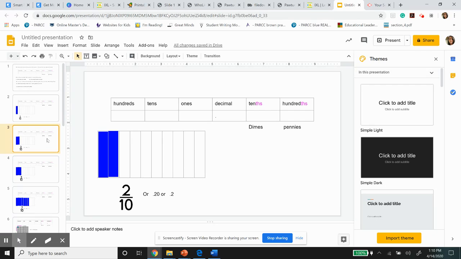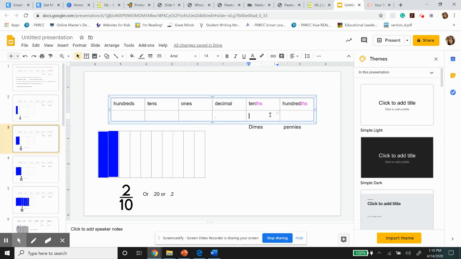So let's look at the next one. So here we have 10 pieces, 2 are colored in, so 2/10. And if I do put the 0 here, I'm just holding place value. There's no value there, right? So it's still 2/10. We can also say 20.